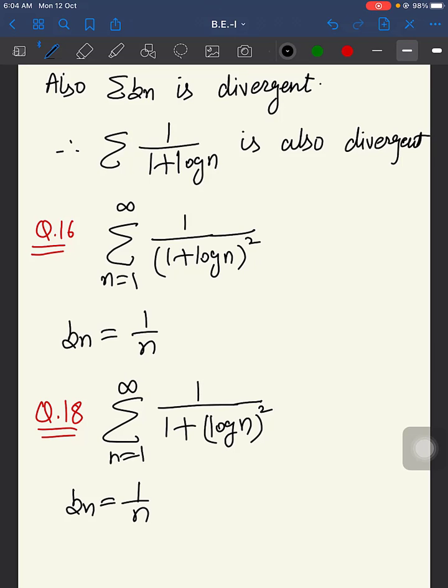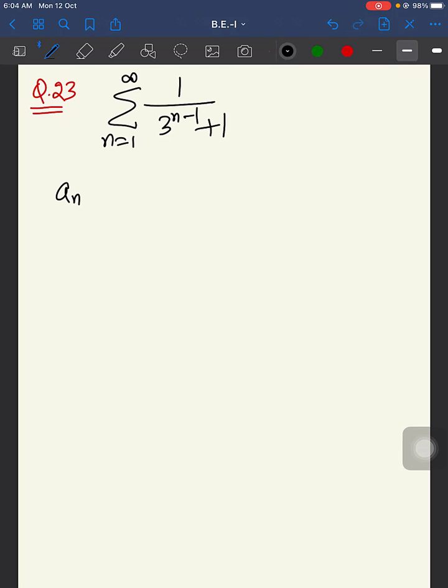So next is question number 23. So this is n runs from 1 to infinity, 1 upon 3 raised to n minus 1 plus 1. Now this is something which is very easy. So your an is 1 upon 3 raised to n minus 1 plus 1. So this is of course less than 1 upon 3 raised to power n minus 1 alone. Why? Because the denominator has decreased, so that's why the quantity will be bigger.